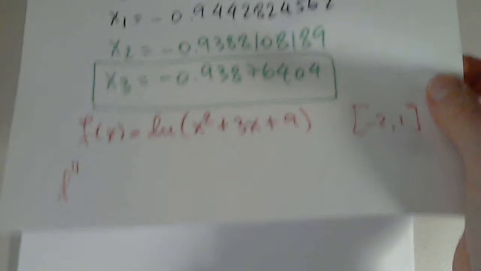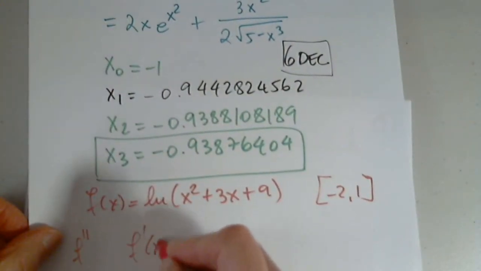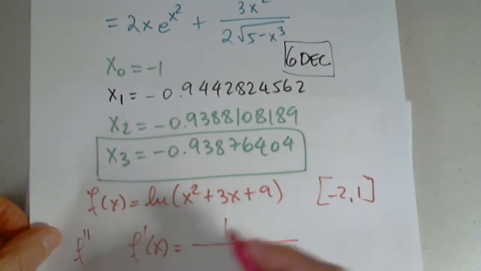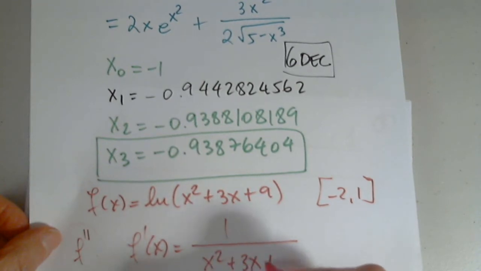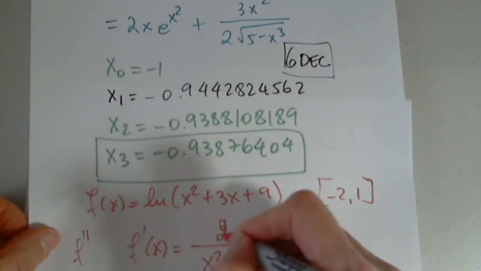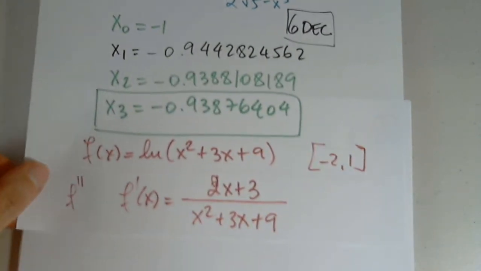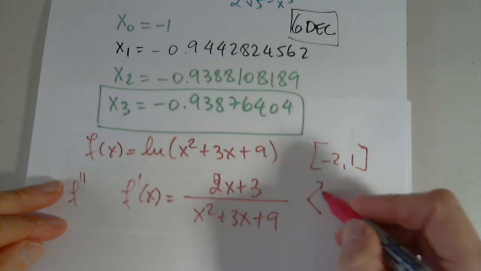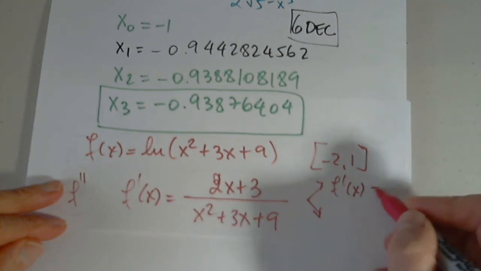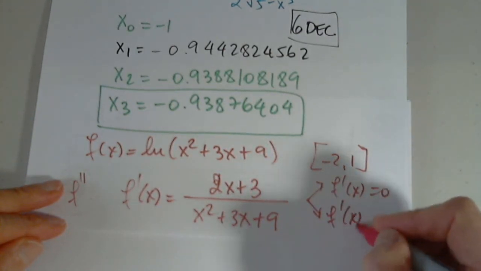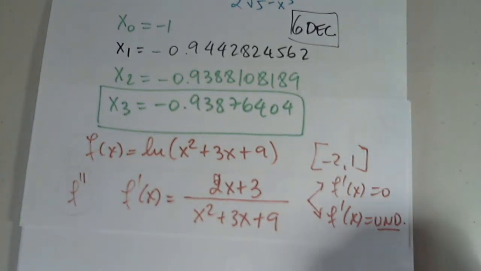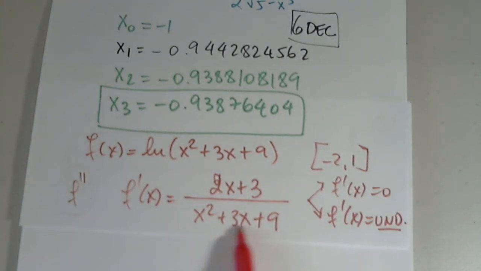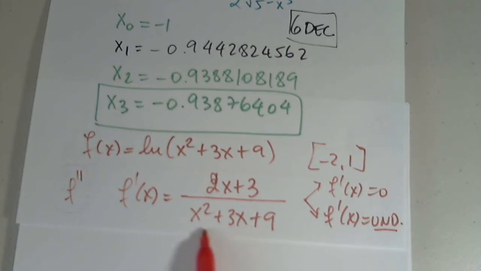So I will start by determining f prime, which is 1 over x squared plus 3x plus 9, times 2x plus 3, the inner function prime. Critical numbers can come from two sources, as we know: either from f prime of x being 0 or f prime of x being undefined, where the function is defined. But this is never 0. How do I know?